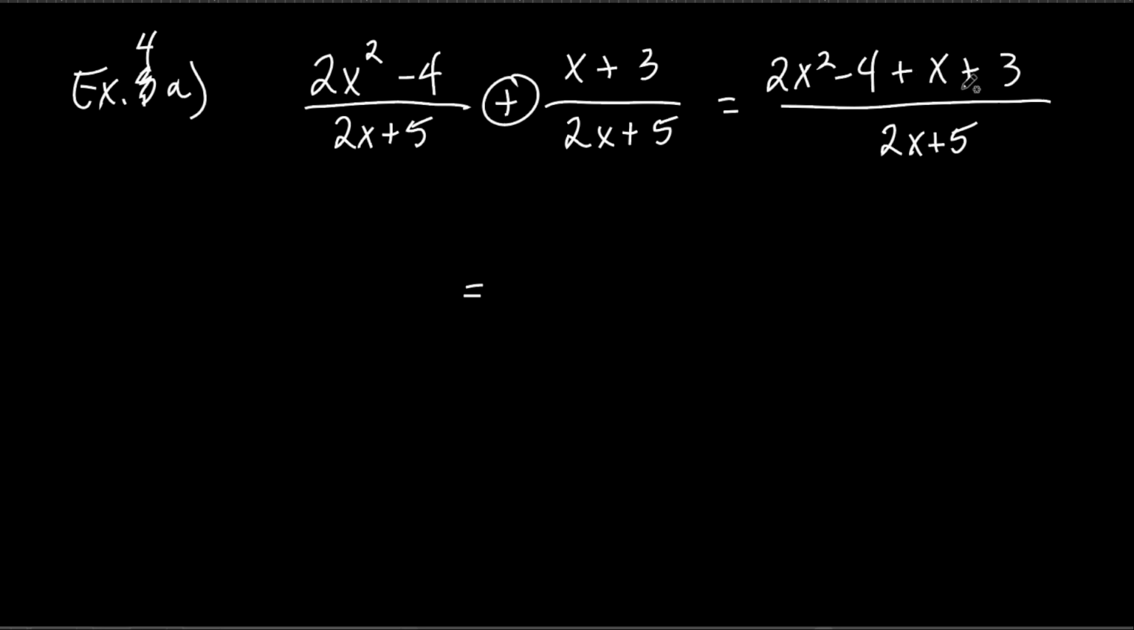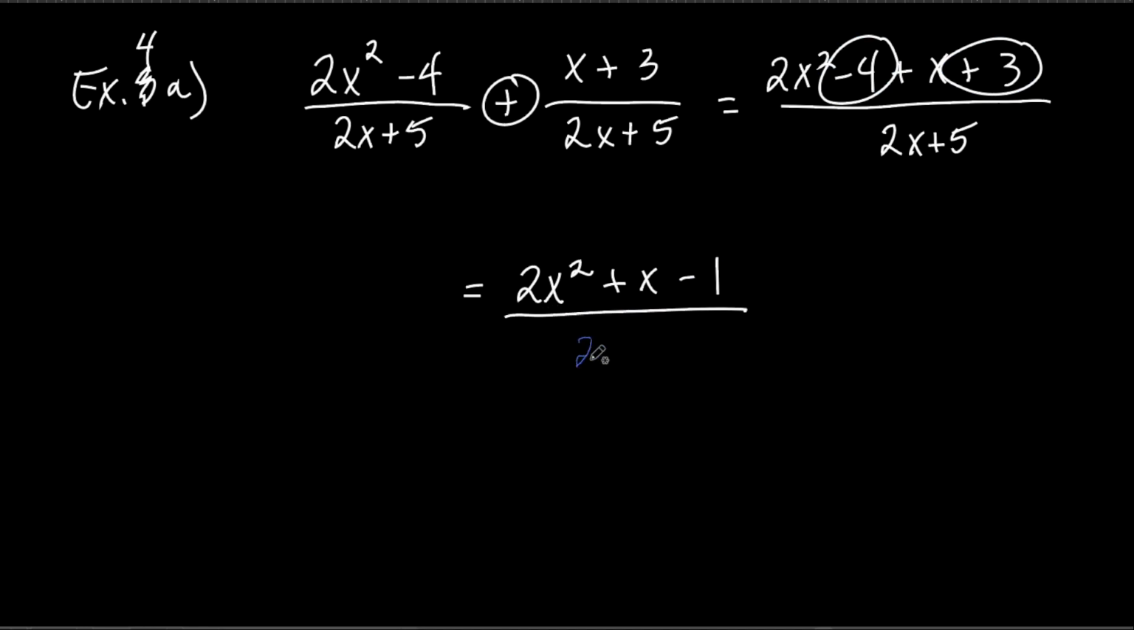So look at the top. Are there any like terms up here? Yeah, there's two numbers that are like terms. Are there any other x squareds up here? No. So I just write down 2x squared. Are there any other x's up here? Nope, so I just put plus x. Now, I can add this one and this one. It's negative 4 plus 3, which is negative 1, over what? 2x plus 5.